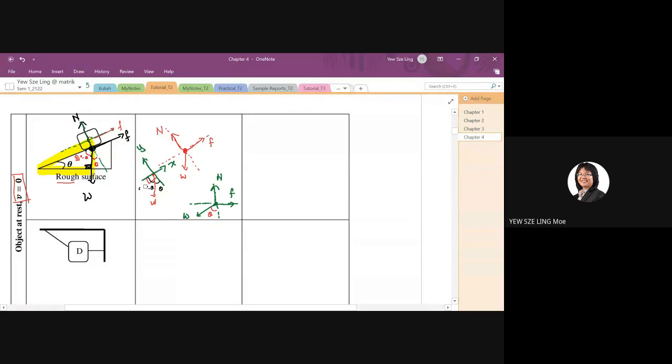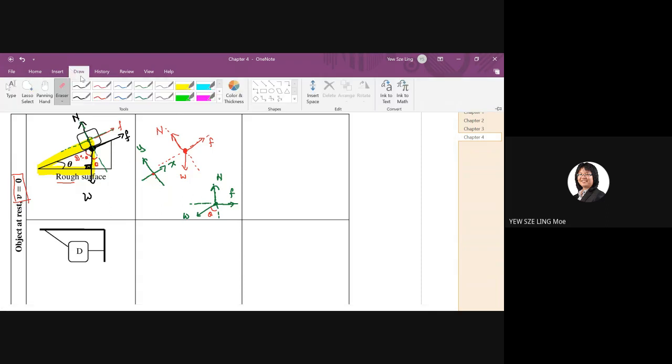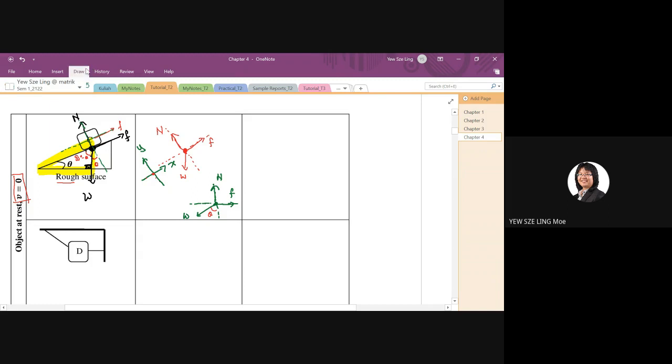Make sure you know how to determine the angles in the diagram, because the angle itself plays a very important role in our calculations. Without correct angles, you are going to get 0 marks in your calculations.